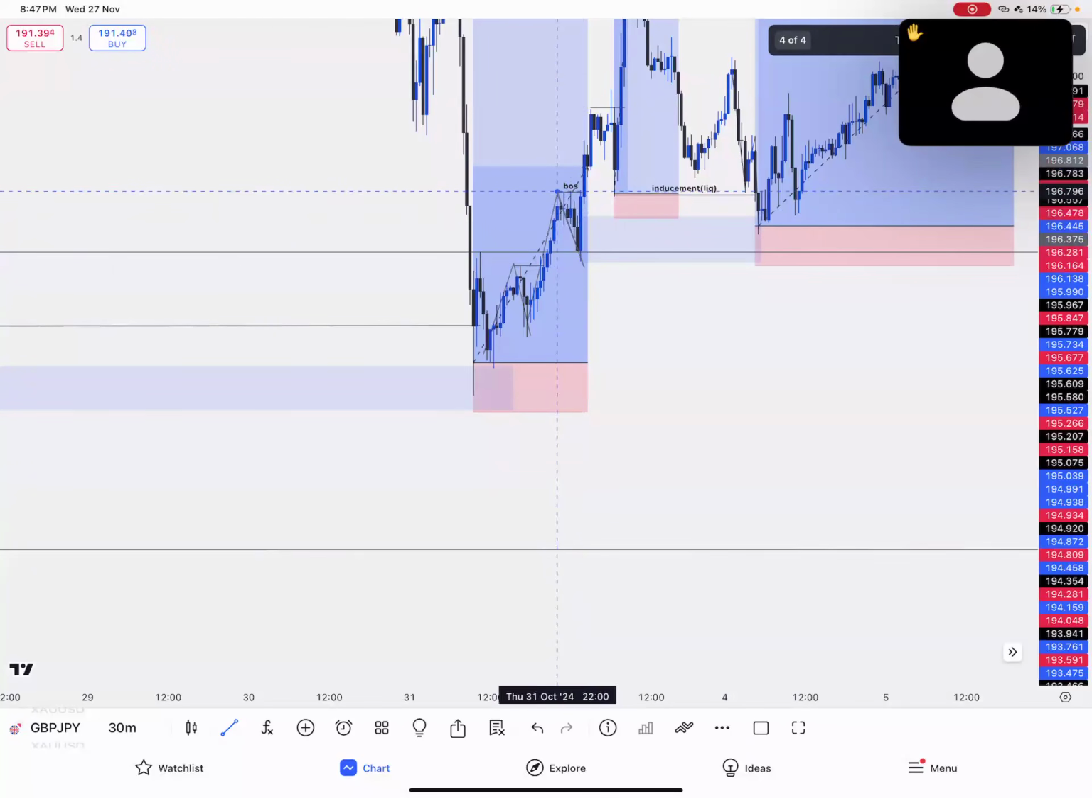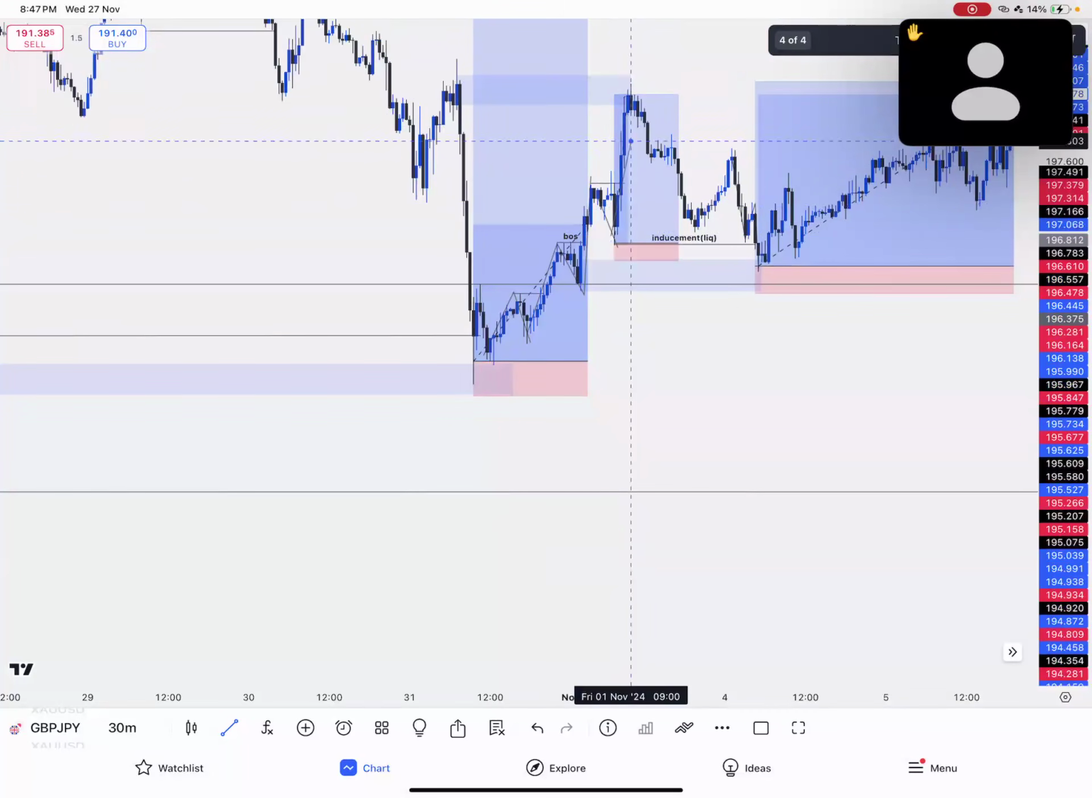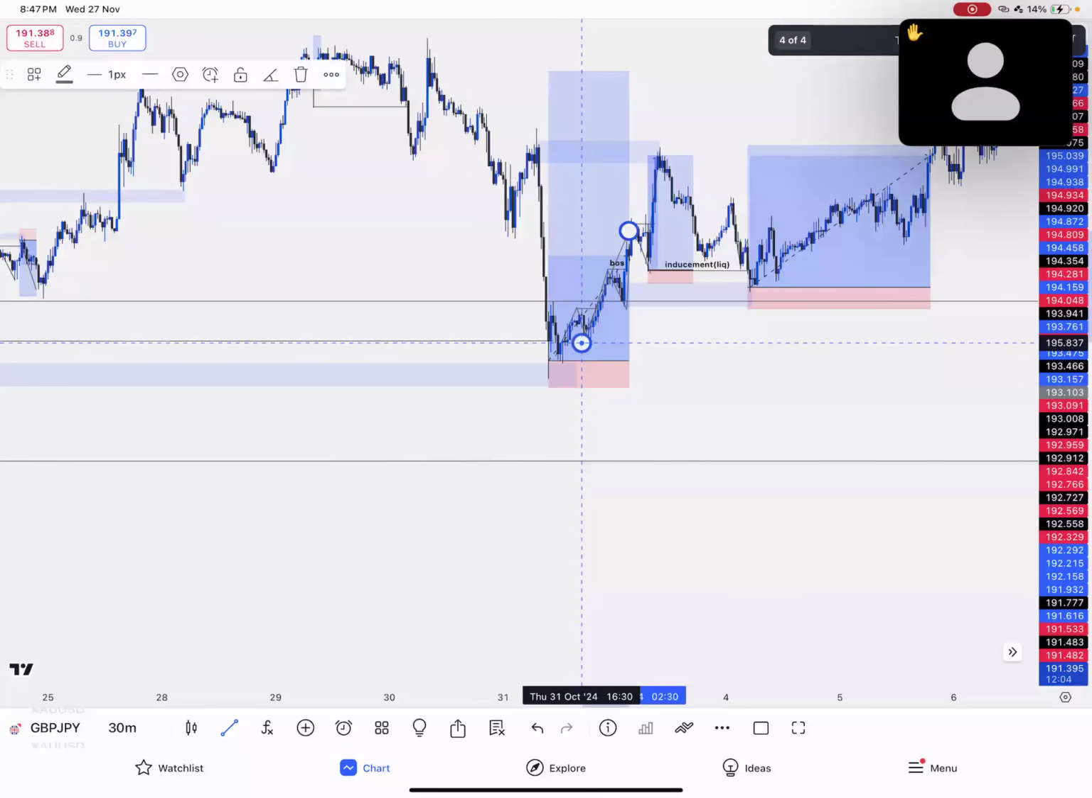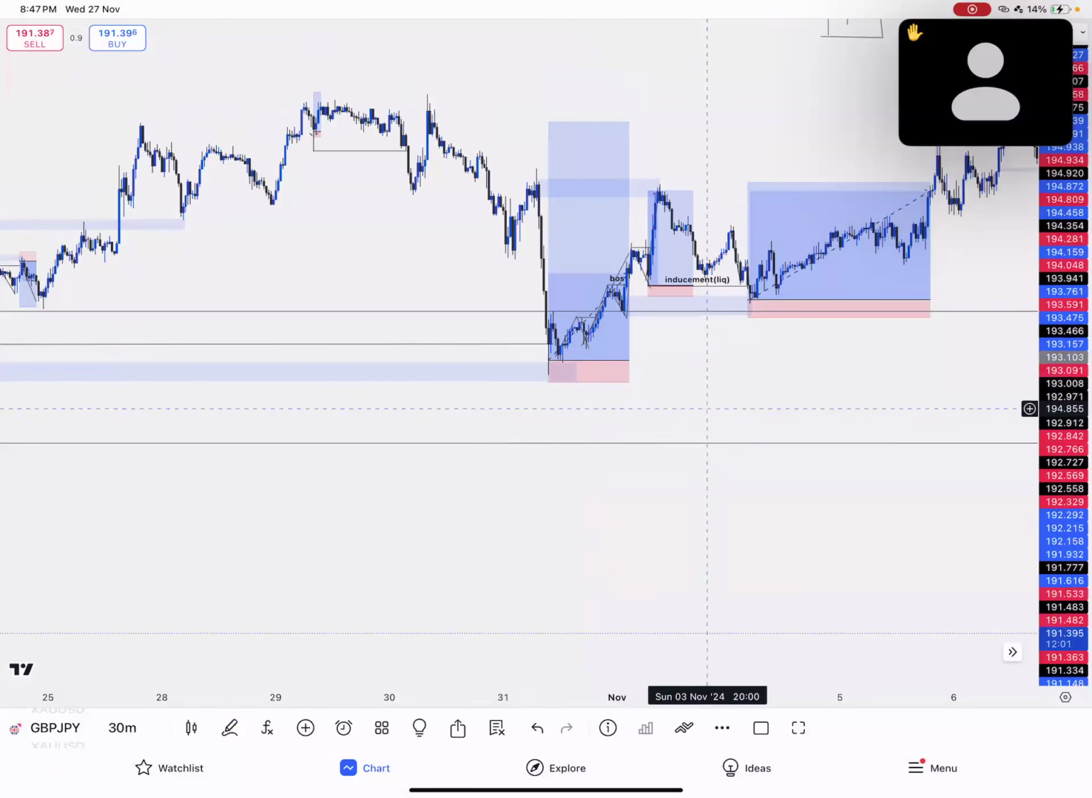You understand? Then this last high here gets broken. That's a break of structure. You take trades in line with the current trend. You understand? So as market is trending up, you'll be trading in line with its current trend. That is what break of structure is. For market structure shifts, market will change direction to the opposite side.